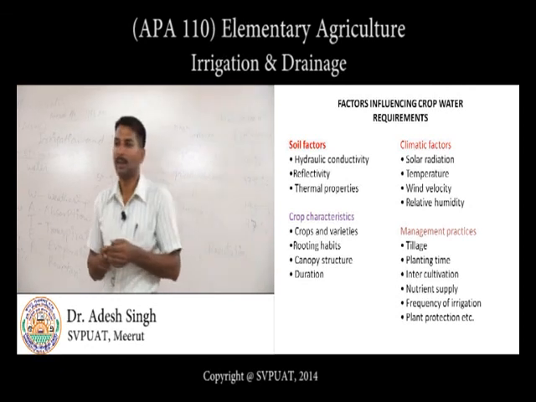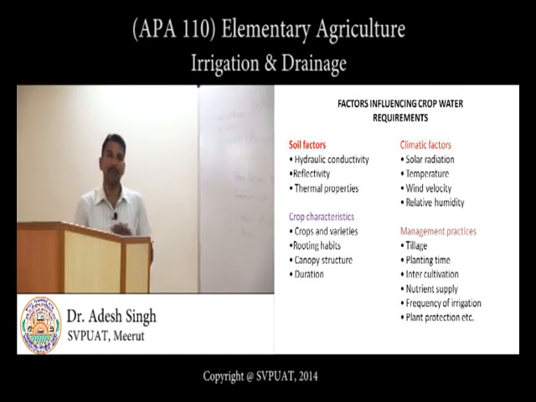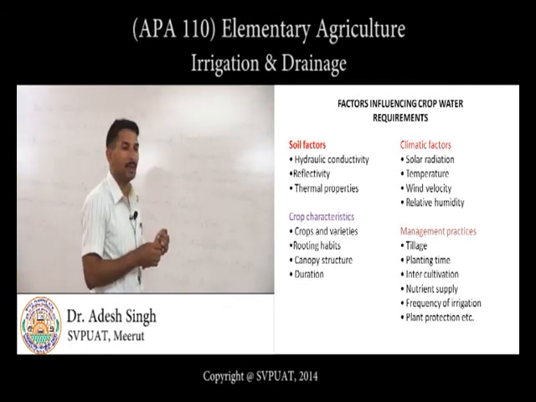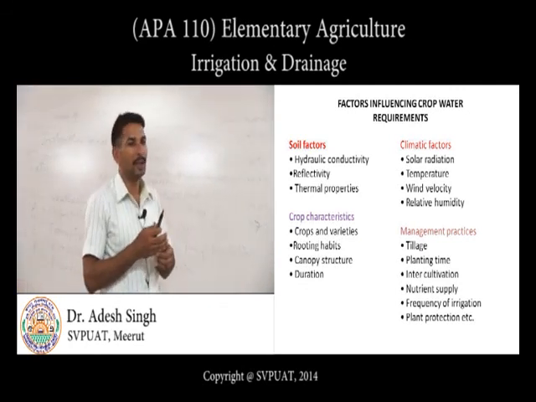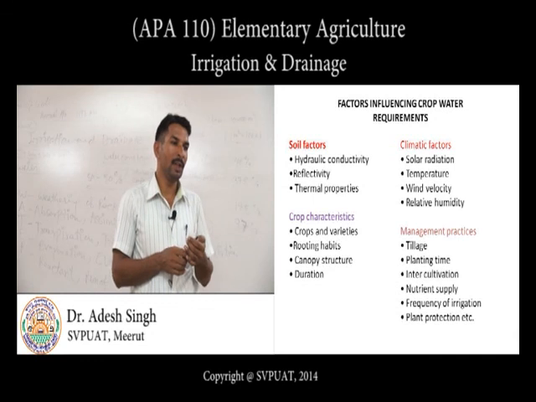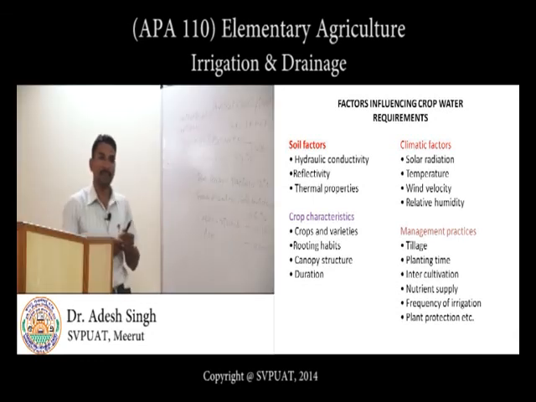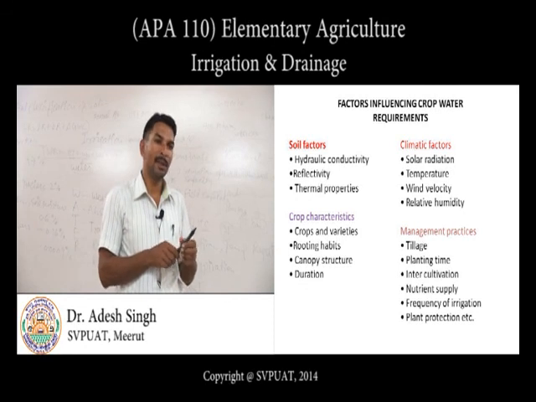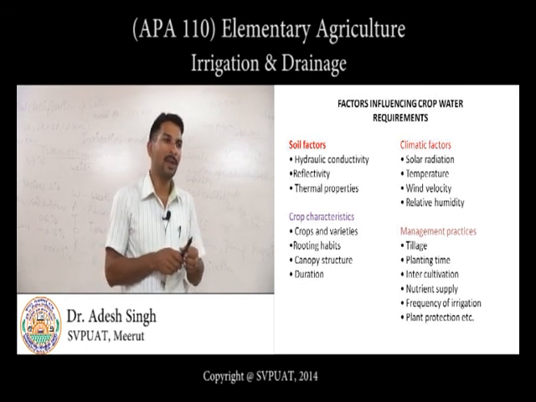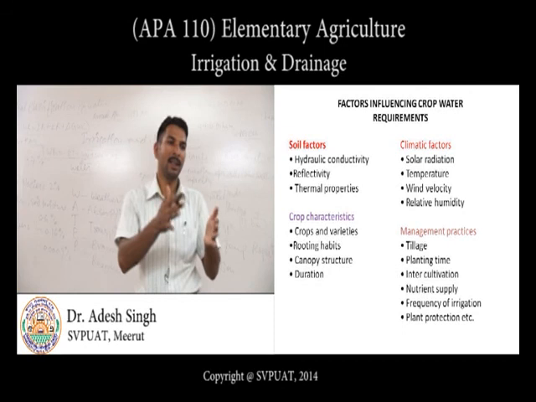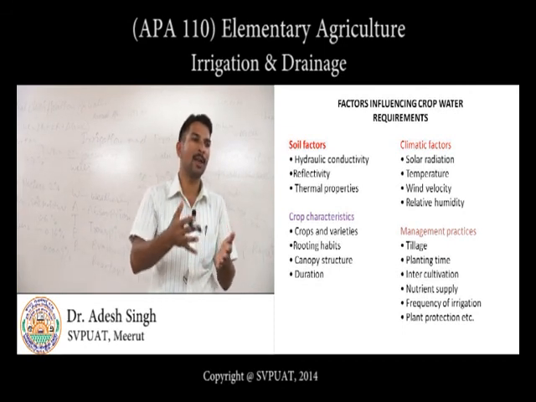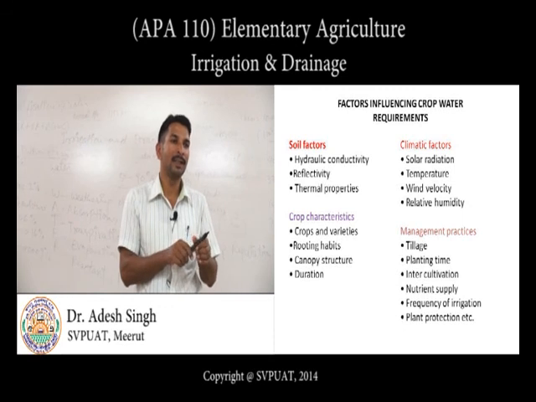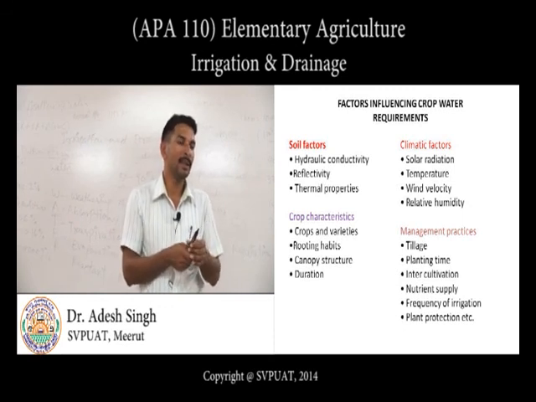Likewise, the first factor was the crop factor, the second is the edaphic or soil related factors, like hydraulic conductivity, reflectivity and thermal properties. The third factor is the climatic factors. For example, solar radiation, relative humidity, wind and temperature. They can also decide the water requirement of a particular crop. If relative humidity in a certain locality is more, then the water requirement is obviously more, and if relative humidity is less, then the water requirement is less.